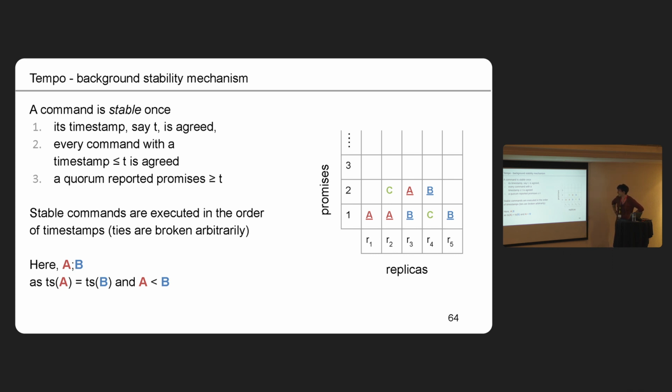So in this example, for instance, let's say you see only this part, okay? We have 1 and 2. We have a timestamp agreed for A. We have a timestamp agreed for B. And A is lower than B. So we can execute A, okay?